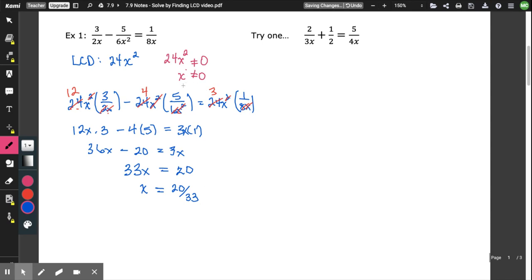Then I'll compare that with what I said x is not allowed to be. 20 over 33 is not the same as 0, so 20 over 33 is my answer.